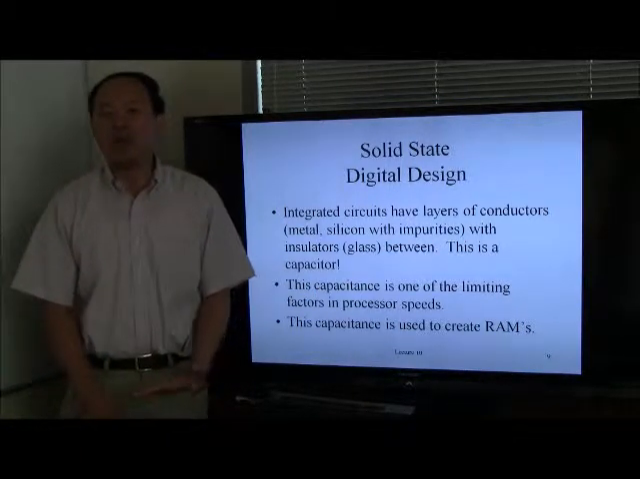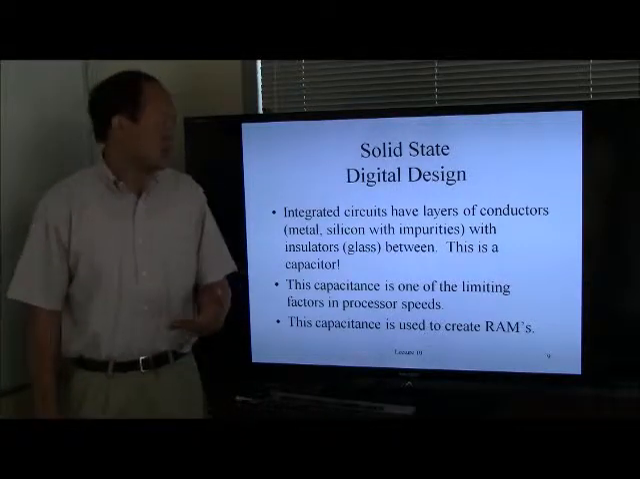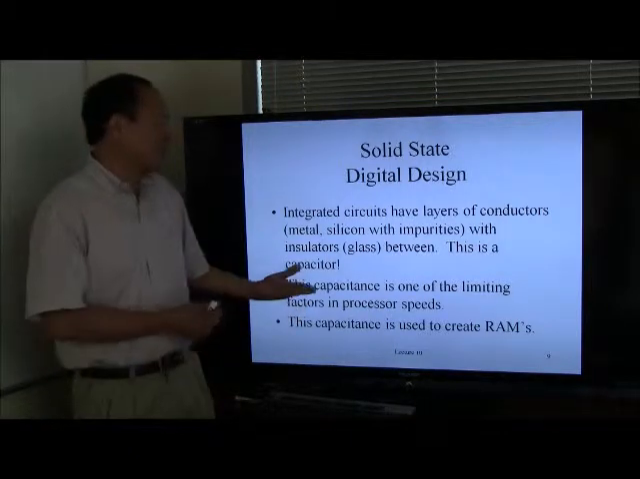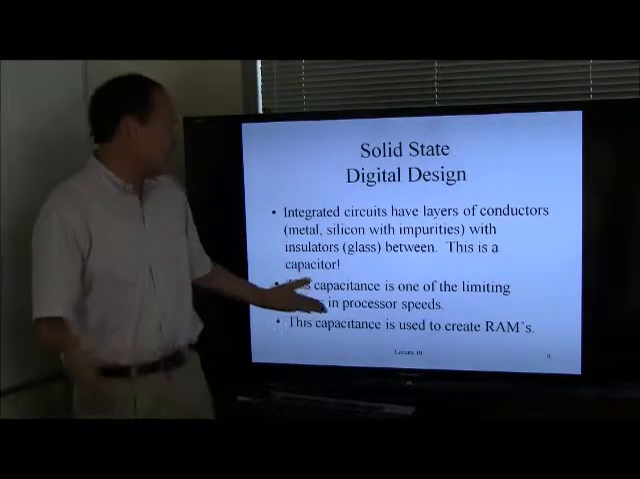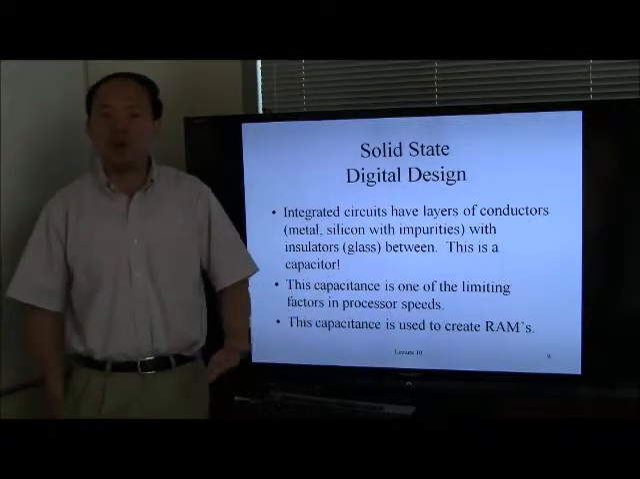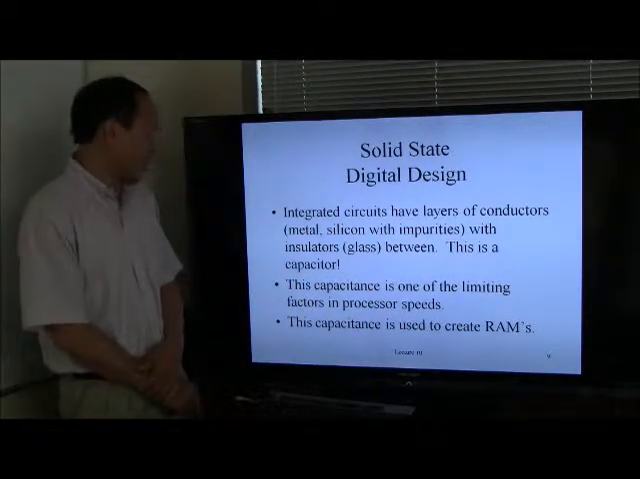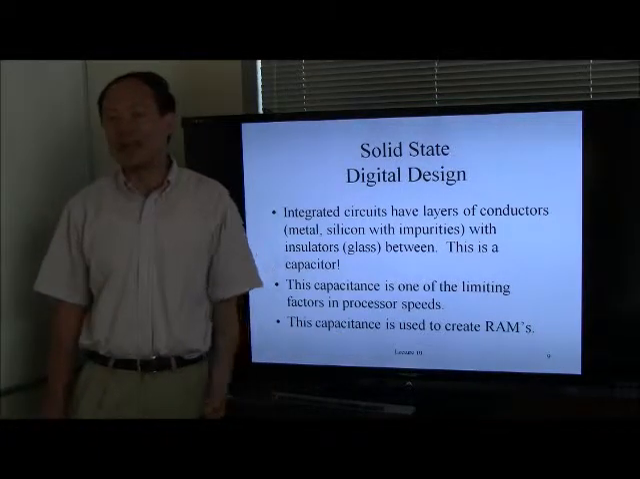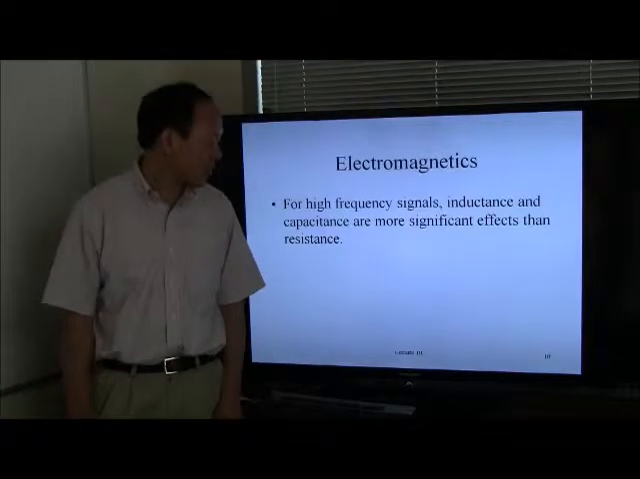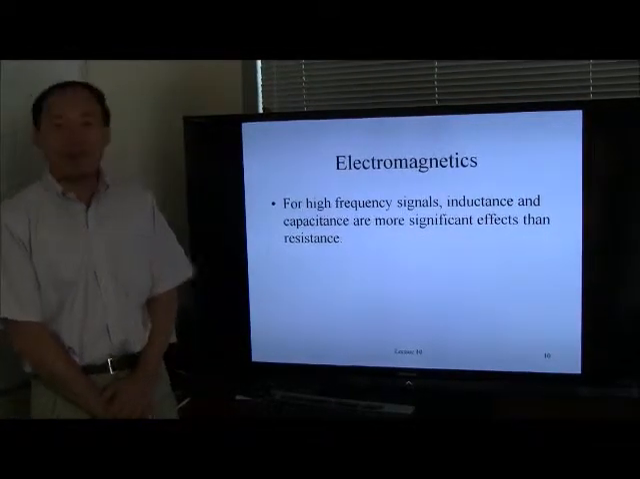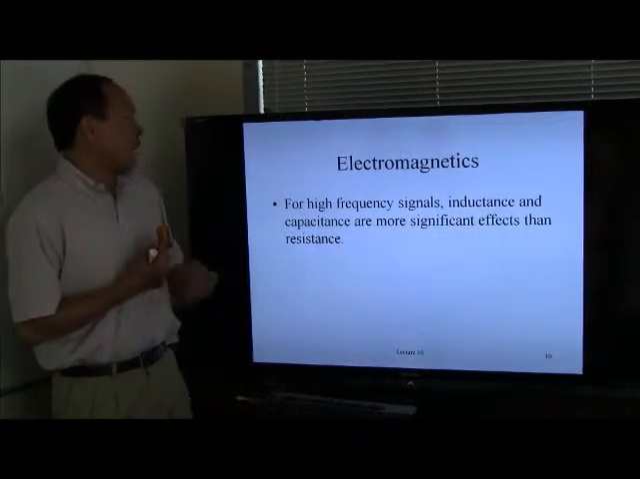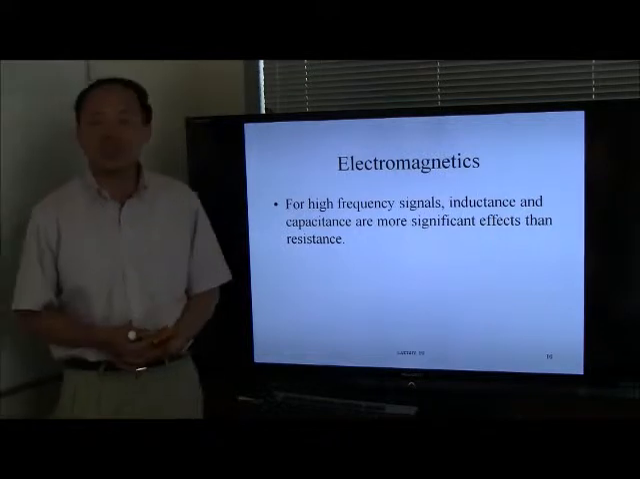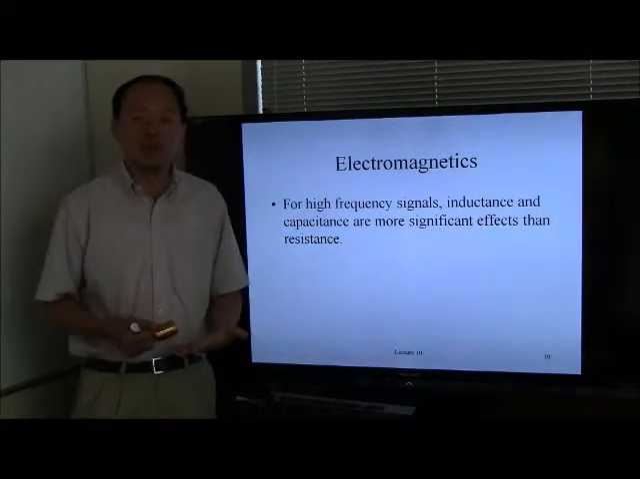So for example, in a signal processing circuit, because of the capacitance of the amplifier, the capacitance limits the speed at which a signal can propagate through the circuit. We can also use capacitors to create random access memory. So in electromagnetics, where you have inductors and high frequency signals, inductance and capacitance have more significant effect than resistance because they limit the speed at which you can send your signal.